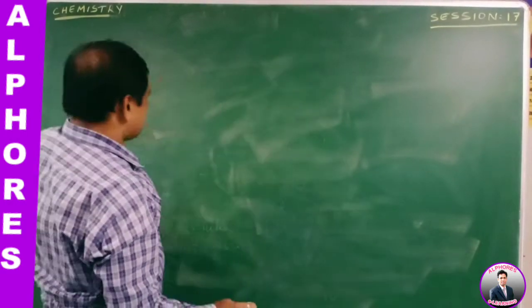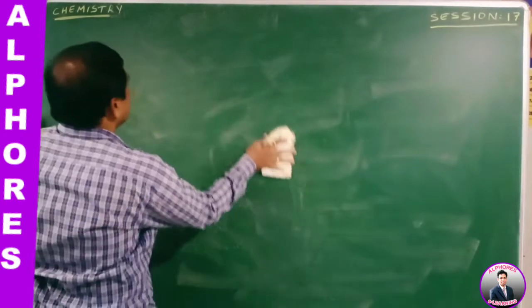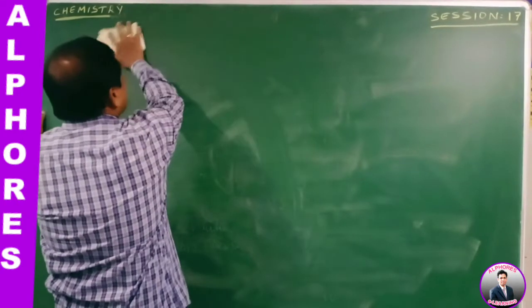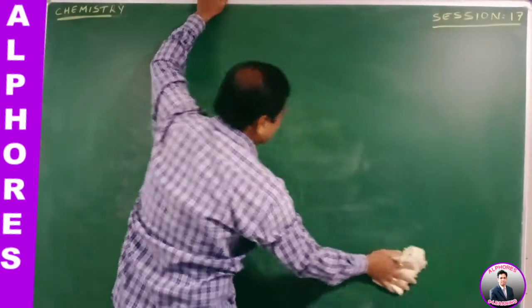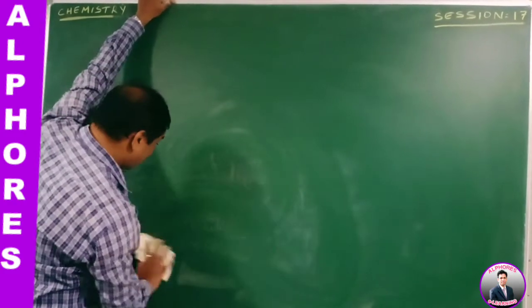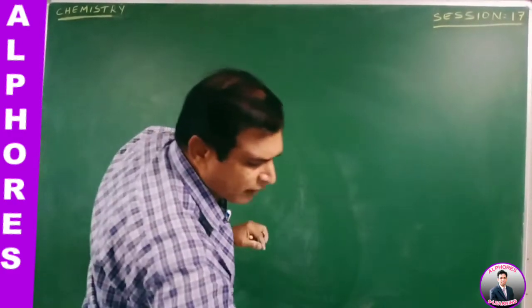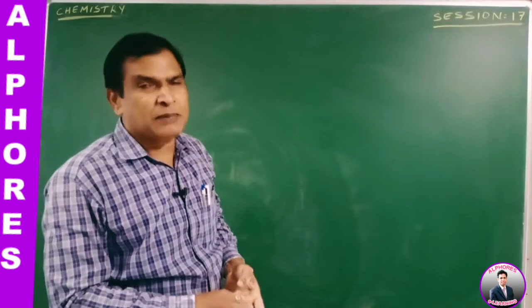Okay, the next concept is the number of waves made by the electron around the nucleus. Very important point. You can also find this type of question in the integer type of numericals.